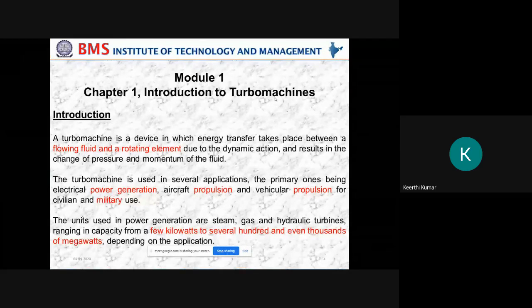Is it clear? Many students think turbo machine means only turbines. No, it is not like that. Turbo machine may be a power generating machine as well as a power absorbing machine. I'll come to that later.